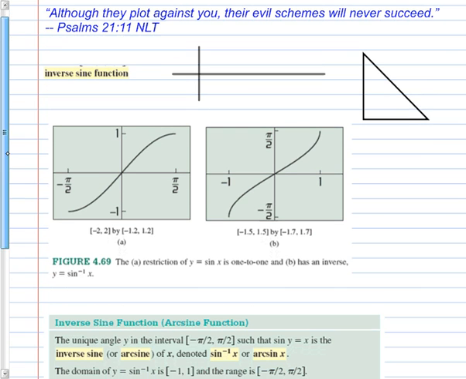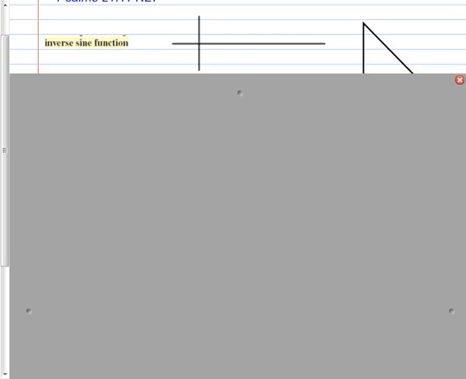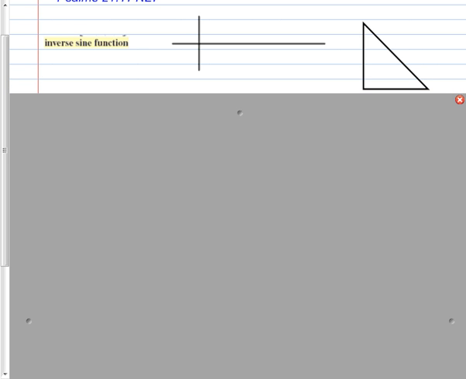Chapter 4, Section 7. Inverse, wow, that's too much to take in all at once. Inverse sine function. First of all, let's look at a sine. If I look at a sine graph, it looks something like this. Comes back that way as well.